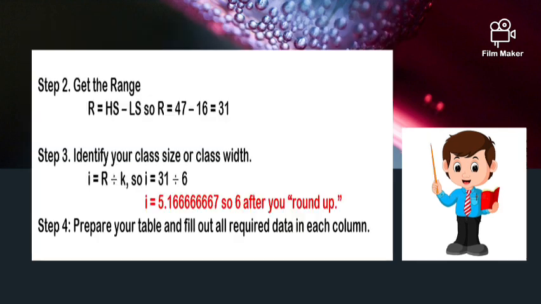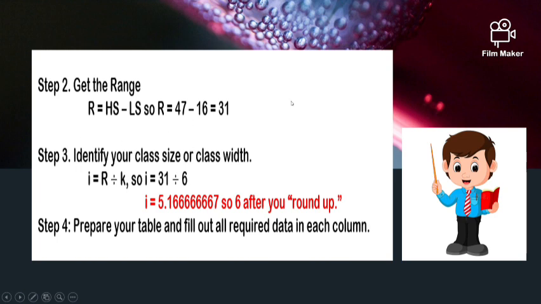Okay, now what about step 2? After you already have your class interval, you are to get your range, right? Step 2, get the range. That's according to our steps, right? So you will have your highest score minus lowest score. In our data above, the highest score is 47, and the lowest score is 16. So 47 minus 16 is actually 31. So you got the range this time. The range is 31.